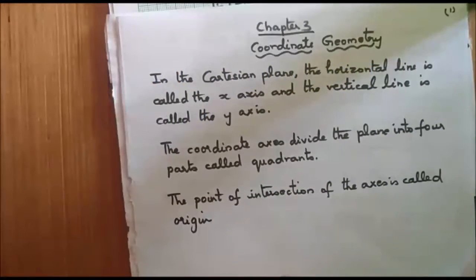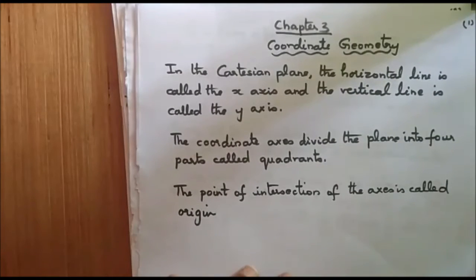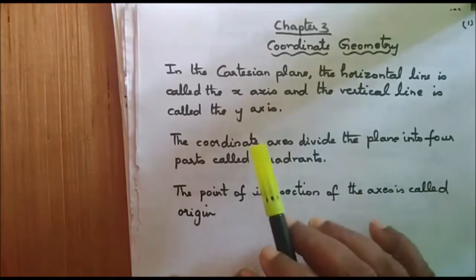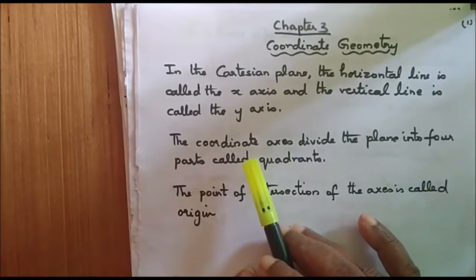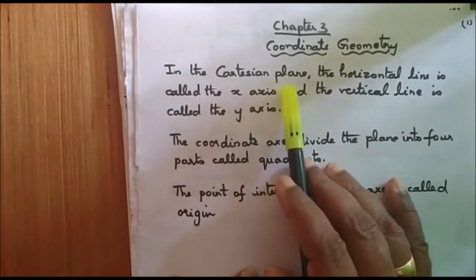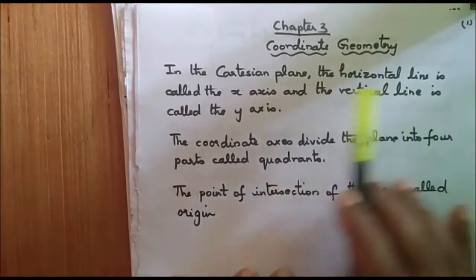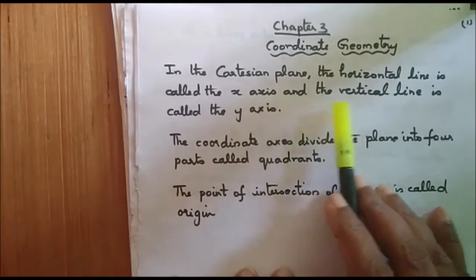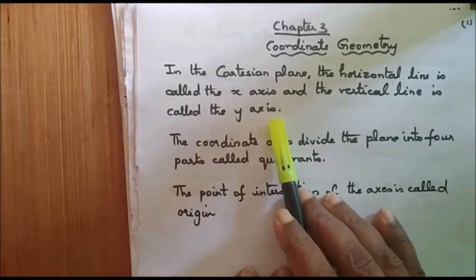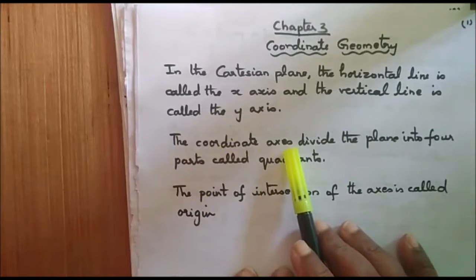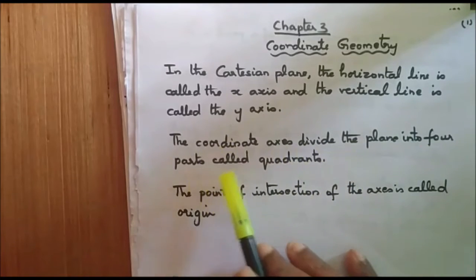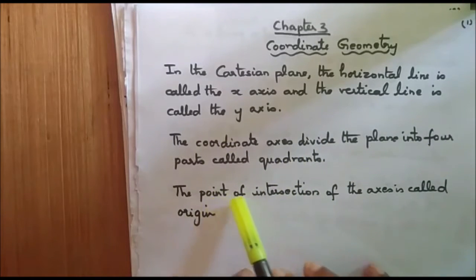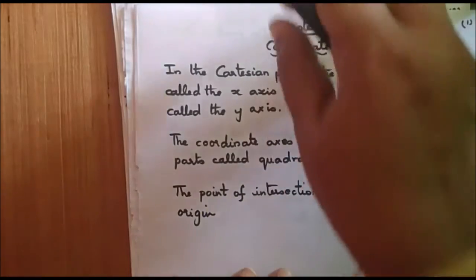Hello friends, we will now see the third chapter of class 9, which is coordinate geometry. Before going into coordinate geometry, let us learn certain concepts. In the Cartesian plane, the horizontal line is called the x-axis and the vertical line is called the y-axis. The coordinate axes divide the plane into four parts called quadrants. The point of intersection of the axes is called the origin.